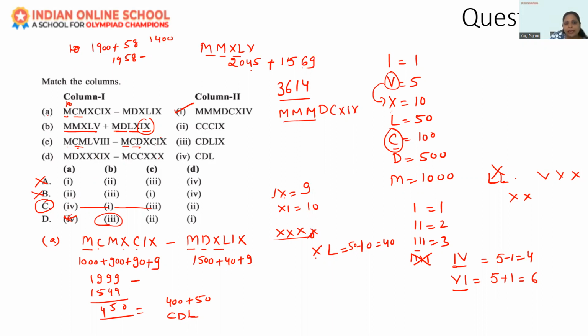XC is your 90 and 99, 1499. So 18 minus 9 is 9, and 14 minus 9 is 5, and 8 minus 4 is 4. So 459. 459 means 400 is your CD, 50 is your L, and 9 is your IX. CDLIX.